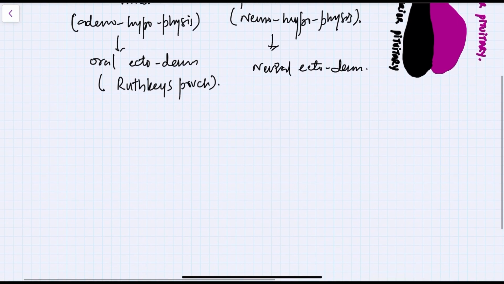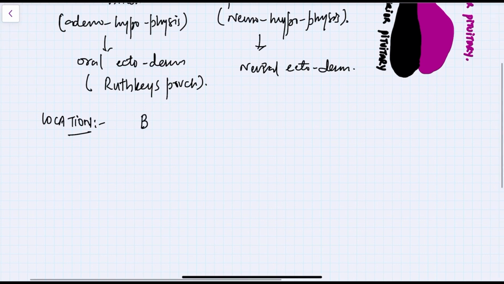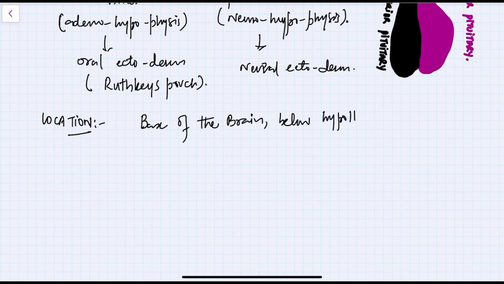Now we'll move to the next section, where we look at the location of the pituitary gland. It is situated at the base of the brain, just below the hypothalamus.